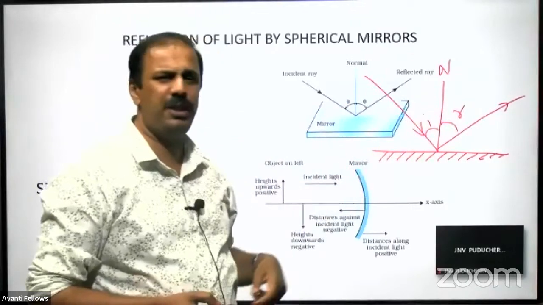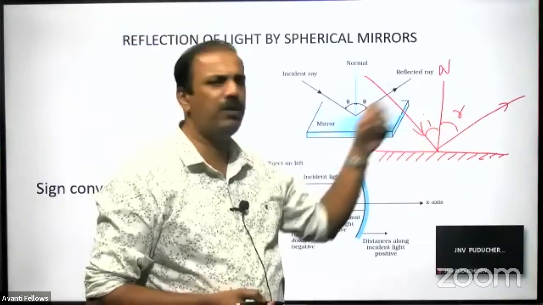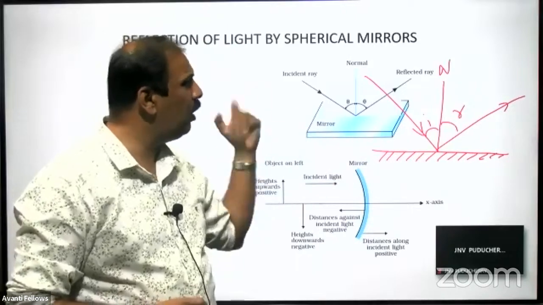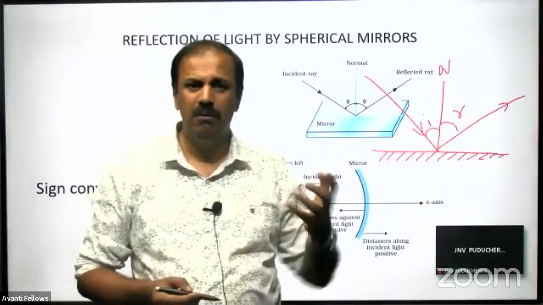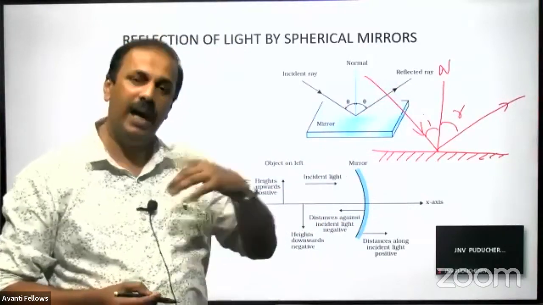This you studied in 10th standard, even in 8th standard. So the angle of incidence is equal to the angle of reflection. That is the first part of the law of reflection. So the law of reflection has two parts. The first part is that the angle of incidence is equal to the angle of reflection. And we have a second part.